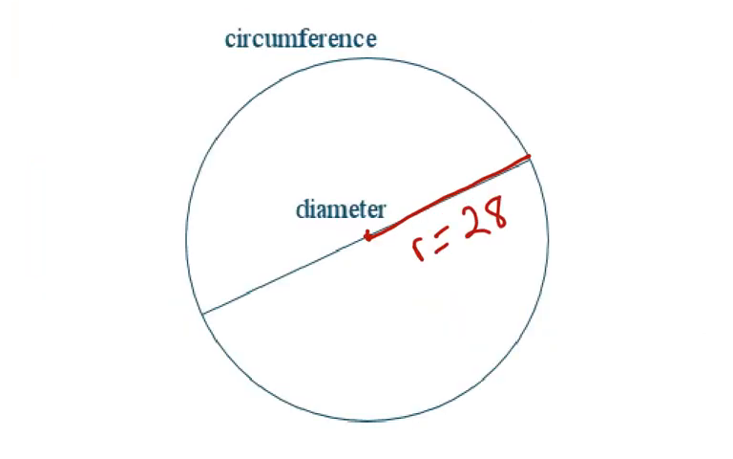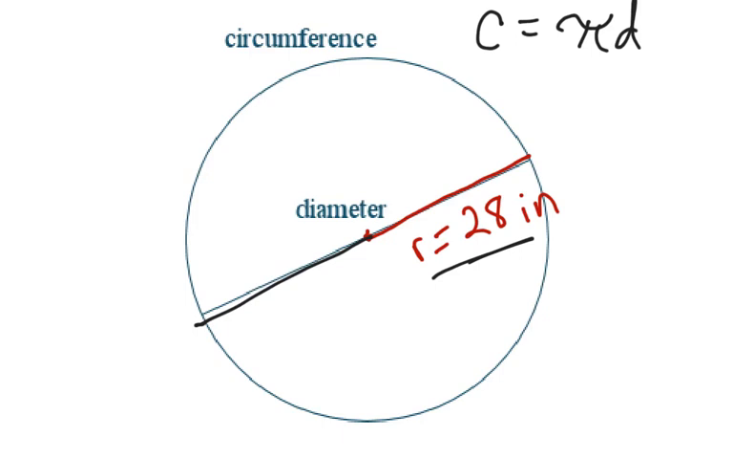Looking at this example when finding the circumference, let's say that this radius is 28 inches. Technically the formula is still the same. Circumference equals pi times the diameter. When we need a circumference, we use pi d. But when we have the radius, we have to find the d. Well, the diameter is 2 times the radius. So we often say circumference equals pi times the diameter, or we can say 2 pi r.